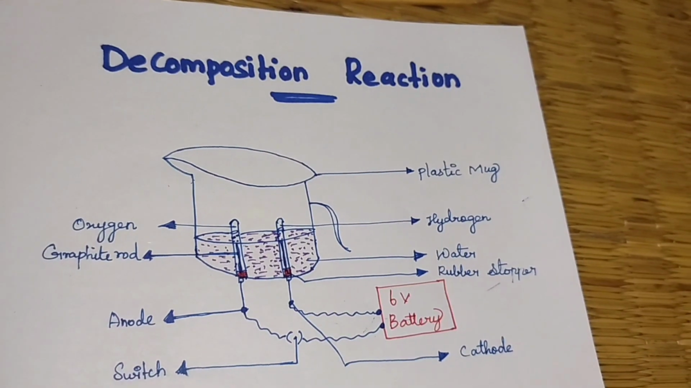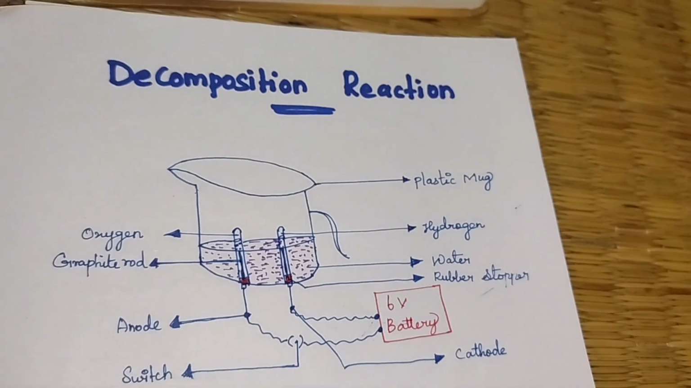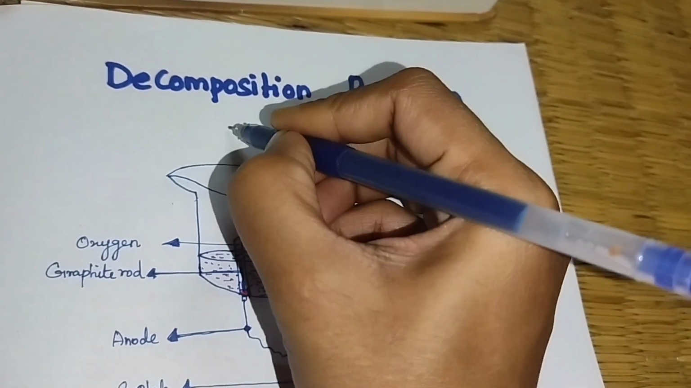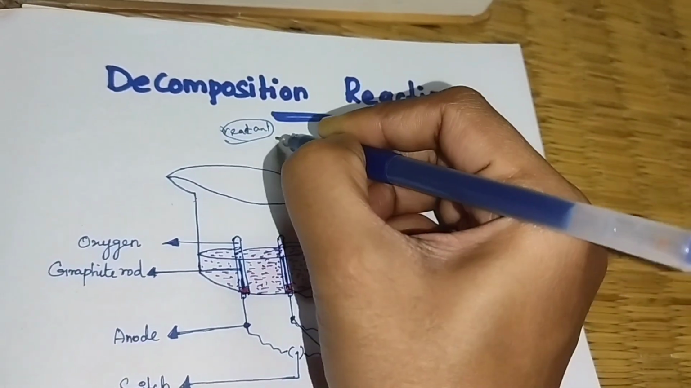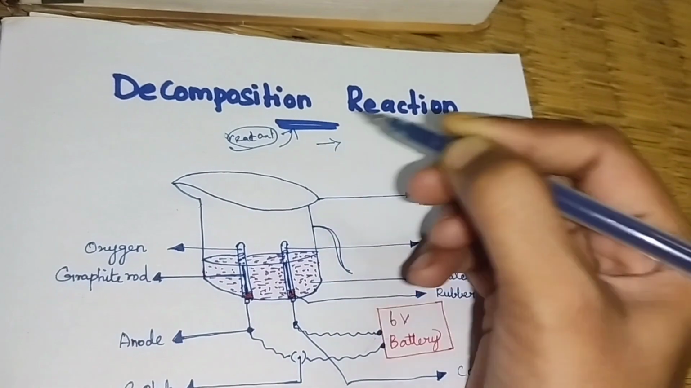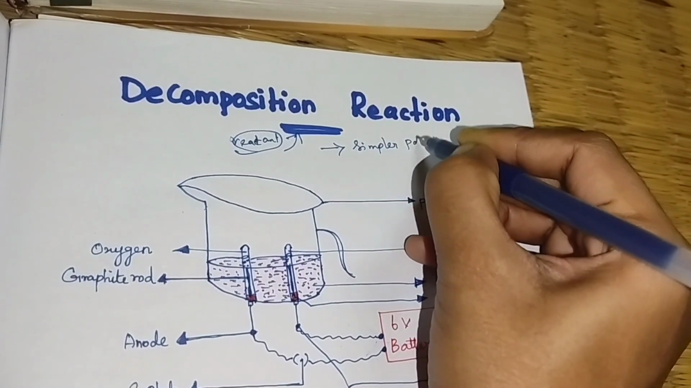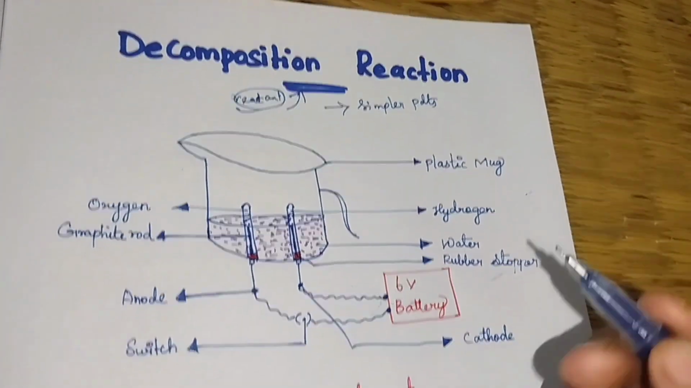Hi guys, today we are going to see about decomposition reaction. What is meant by decomposition reaction? A reactant has to decompose, then it will give some simpler products. And that reaction is known as decomposition reaction.